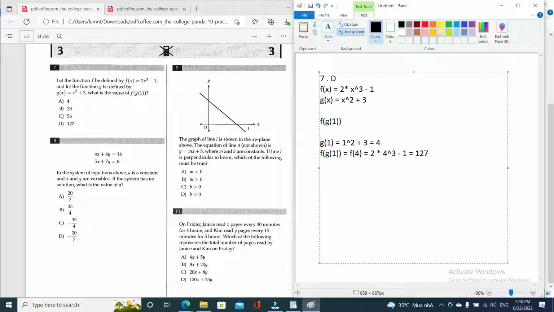So we have to calculate g(1) first, and g(1) is equal to 4. We just plug 1 into g, and then for f of g(1) we replace g(1) with 4, and we plug 4 into f(x). Alright. So I think 7 is B. Number 8.